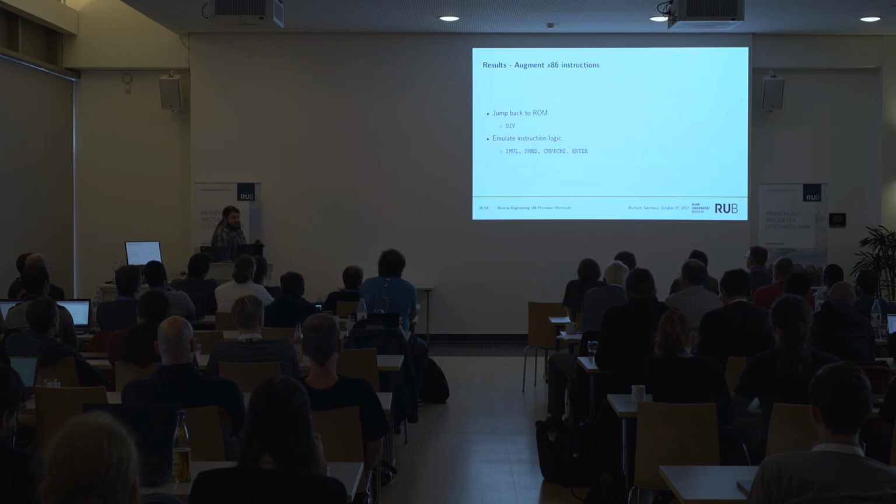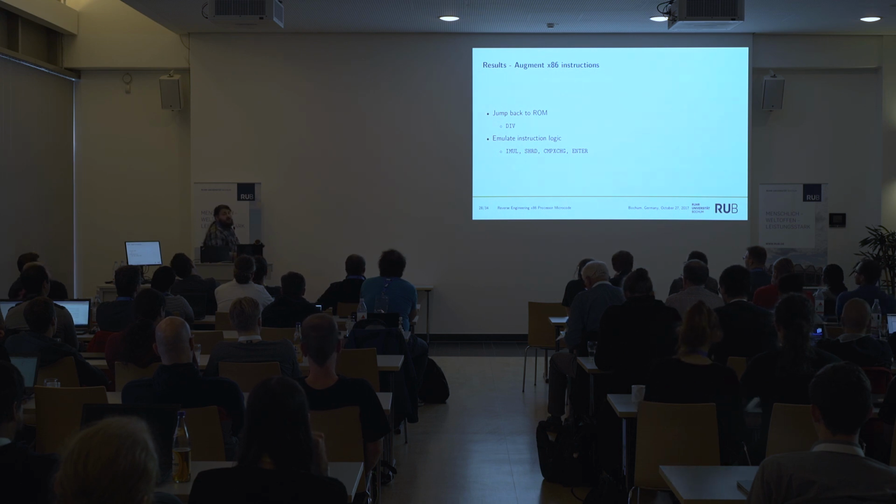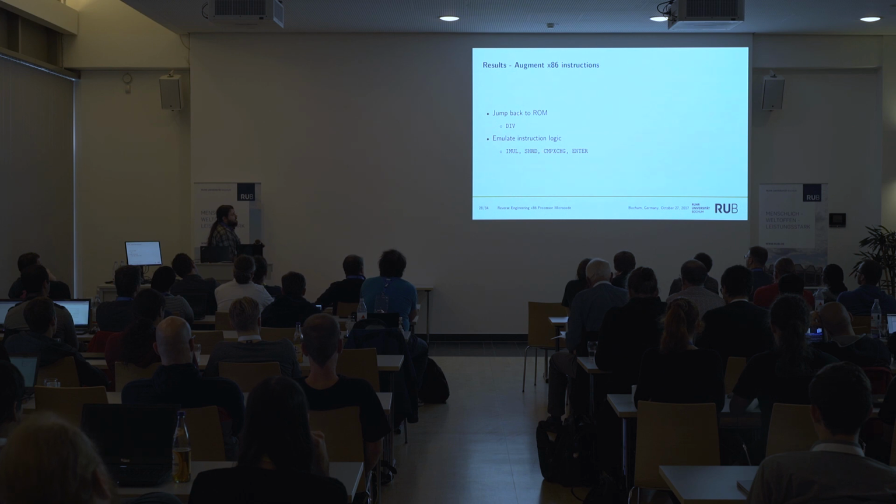So now that we know what is running inside, what can we do? We can augment existing instructions. And to do that, you need to somehow do the same thing this instruction was designed to do, but also do something more. So we have 2 options for that. You can jump back to ROM, to the original implementation, or, if it's a simple one, you can just emulate it completely yourself. So that is easy because we found modification microops, shift right double, which is pretty simple, compare exchange, and we can emulate these without any trouble.